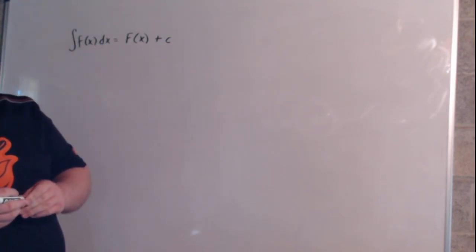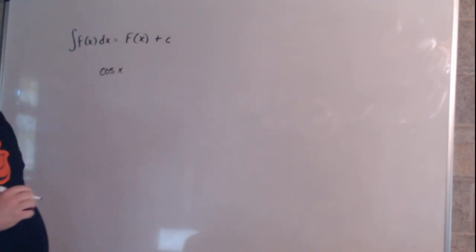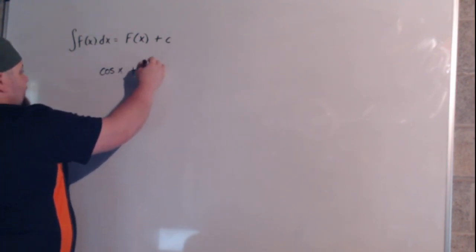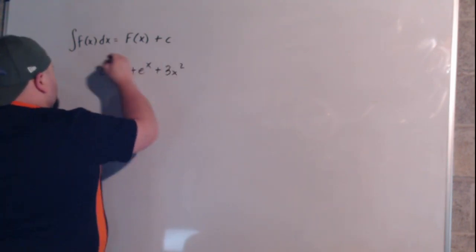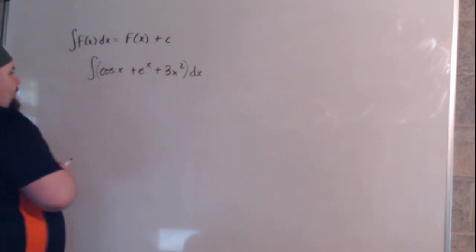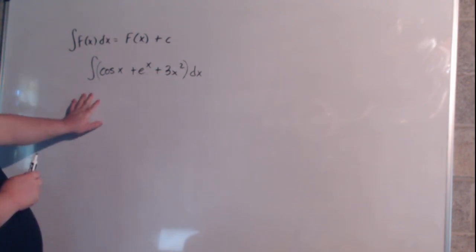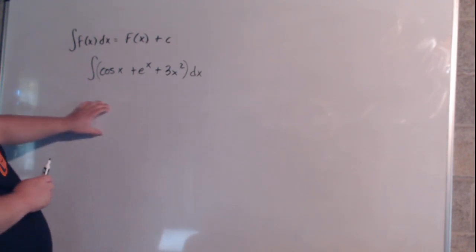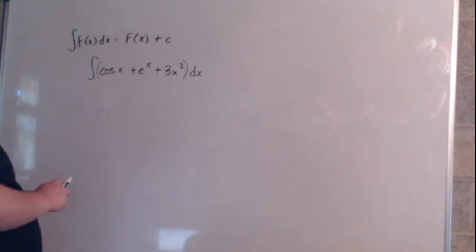So the first one is cosine of x plus e to the x plus 3x squared, all of that with respect to x. So I need to integrate each one of these with respect to x. I could break it up into 3 separate parts, each integral giving me a separate c, so I'll do that the first time, and then we'll see why that's not needed.